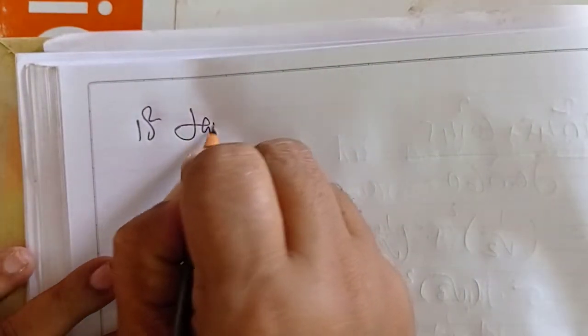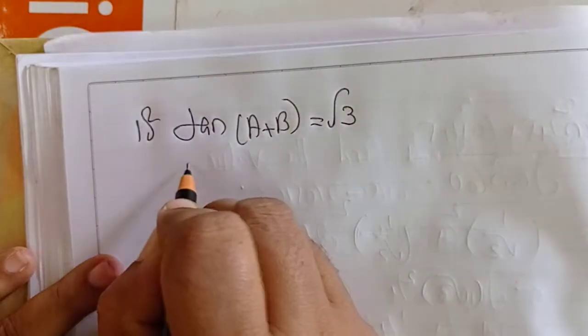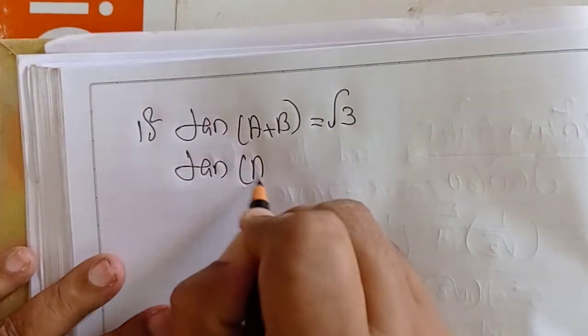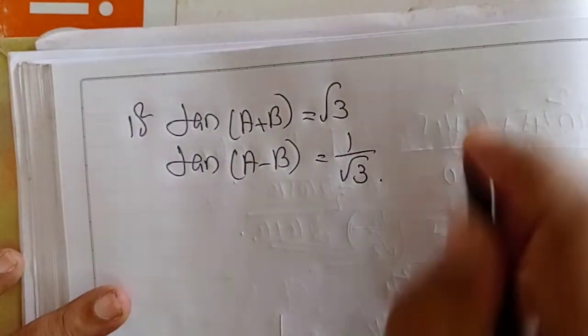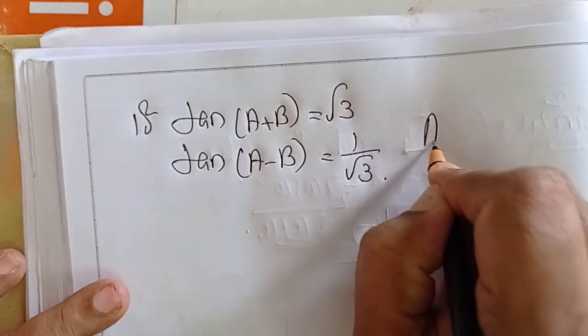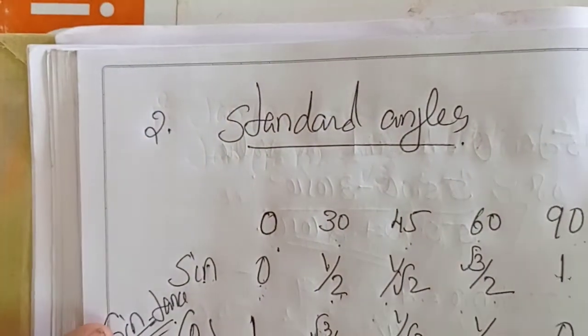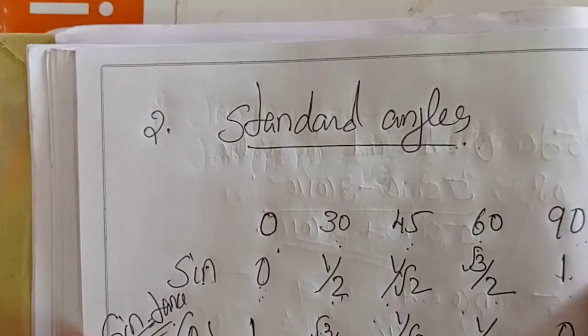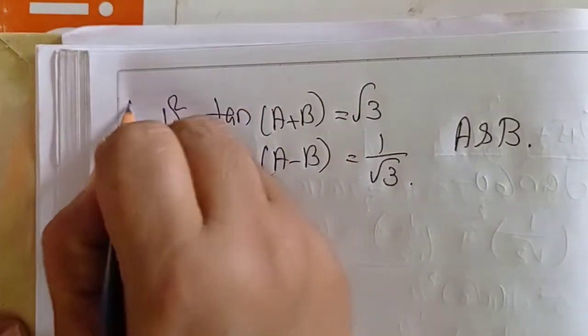Okay. Write the next question. This is another type of question. If tan A plus B is equal to root 3 and tan A minus B is equal to 1 by root 3, find the angles A and B. You can put the question mark. Fifth question.